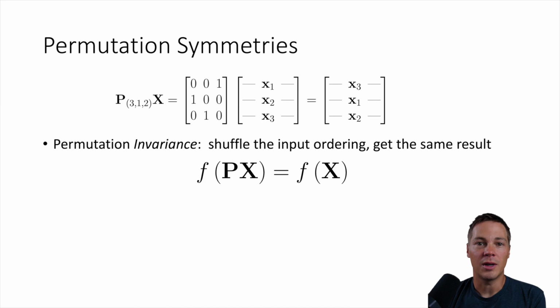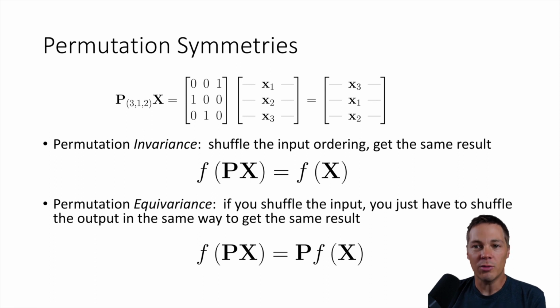So now we can get to our definitions of our symmetries. Permutation invariance means that if you shuffle the ordering of the inputs to this function f and get the exact same result, then f would be permutation invariant. So the act of shuffling had no impact on the answer, in other words.